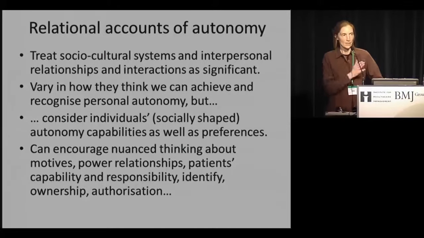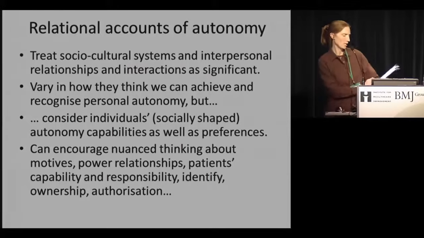And so between them, they encourage a richer, more nuanced way of thinking about what matters for people's autonomy. They encourage us to attend, for example, to the motives of people who try to influence us. They pay attention to power in relationships, to people's capabilities, the relationships between capabilities and responsibilities, to what matters for people's identity, issues of ownership of decisions, issues of authorization of decisions. So they allow us to think in a broader range of ways. I think I'll hand over to Ian.